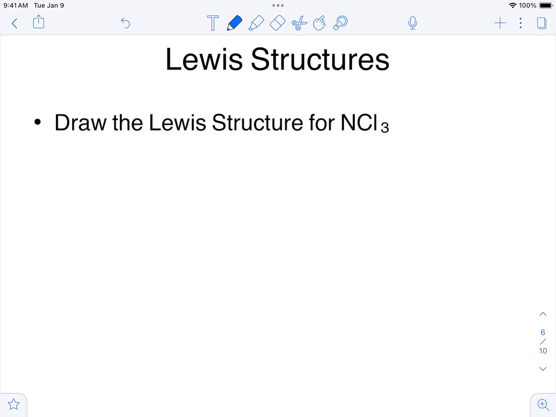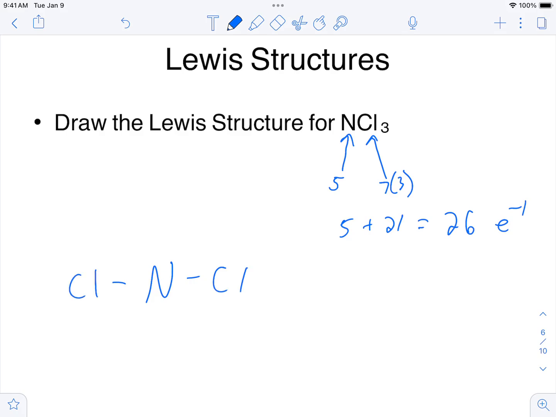Next one, draw the Lewis structure for NCl3. So again, we need to determine valence electrons first. Chlorine has 7, but we have 3 chlorines. So we have a total of 26 electrons we need to use here. So we have 1 N, we have 3 Cl's. Hopefully it's common sense that the N will be in the middle surrounded by the Cl's. I could have put this Cl up here, or I could have put the Cl's like this. It does not matter. If you can be symmetrical, you want to be.